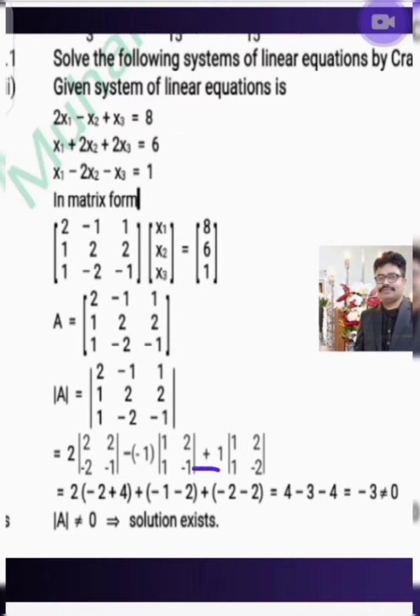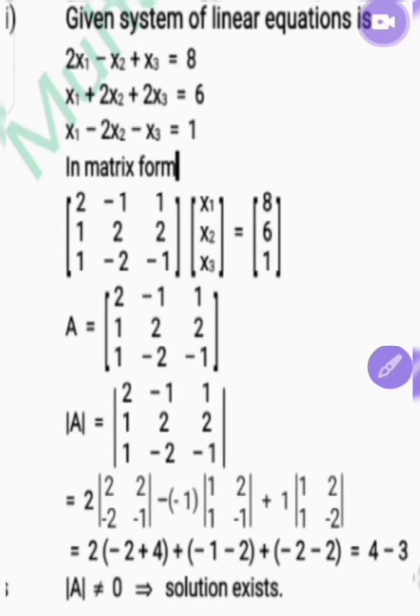Now, the third element with positive sign is 1. We will take 1, then we will cross out the column and row of that element. The remaining elements are 1, 2, 1, minus 2. I have written them in the 2 cross 2 determinant. Now, you know the rule of the 2 cross 2 determinant. Cross multiplication will be here, and between the cross products we will put a negative sign.